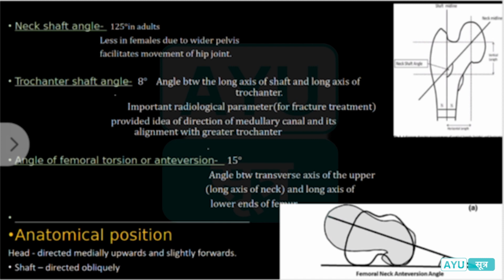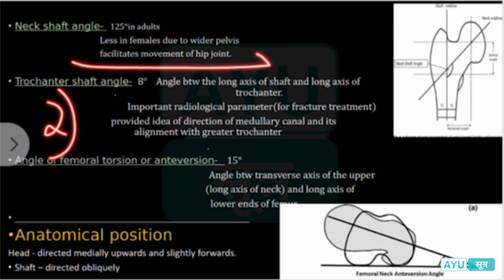Moving on to the angles, there are three angles in the femur. First is the neck shaft angle, which is formed between the long axis of the neck and the shaft. It is around 125 degrees in adults. It is less in females due to their wider pelvis and it facilitates the movement of the hip joint.